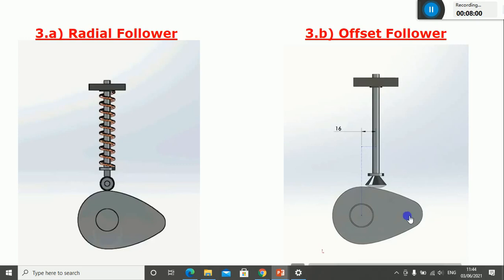In the second case, you can see the axis of the follower is offset to the right with respect to the center of the camshaft. So this is the axis of the camshaft, and this is the axis of the follower. There is some gap between both the axes. It is towards the right. It means offset towards right. In this case, it is 1 centimeter. So for these two cases, you have to draw the cam profile. That is the given thing.